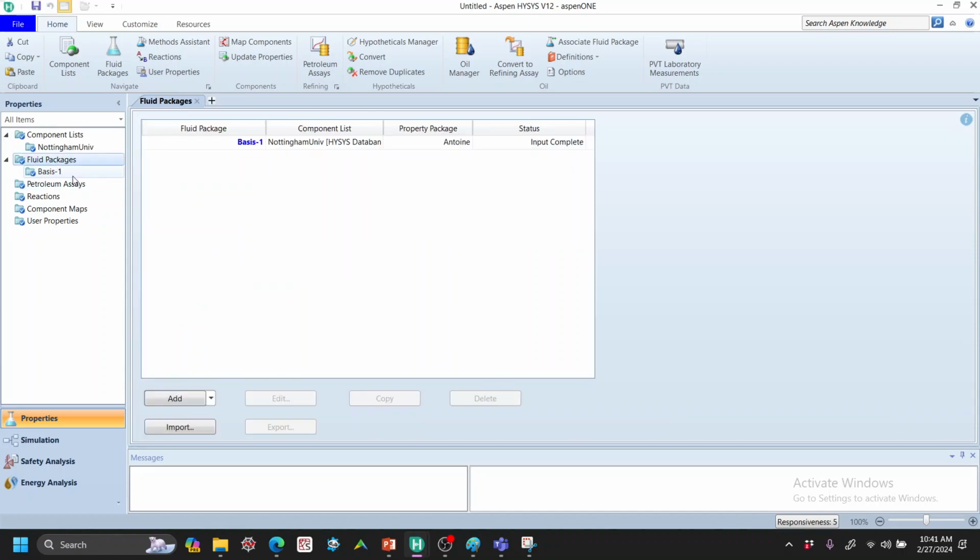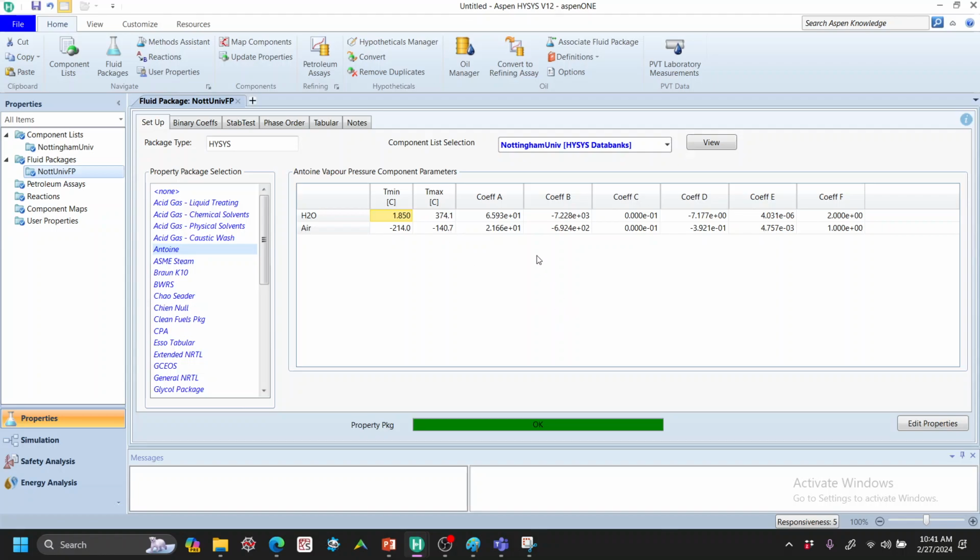Okay, and then in this fluid package, for example, fluid package one, I want to rename it, like Nottingham Uni fluid package. So this Nottingham Uni fluid package is connected to the Nottingham University component list. That's basically what this is. And we are using Antoine equations as the thermodynamic model, and then all inputs are complete. HYSYS has the database with all the coefficients for Antoine equations for water and air. You can edit properties if you want, but we keep it simple. Once we define the components and the fluid package or thermodynamic model, we are done with the properties. We go to the simulation page. We click the simulation page.